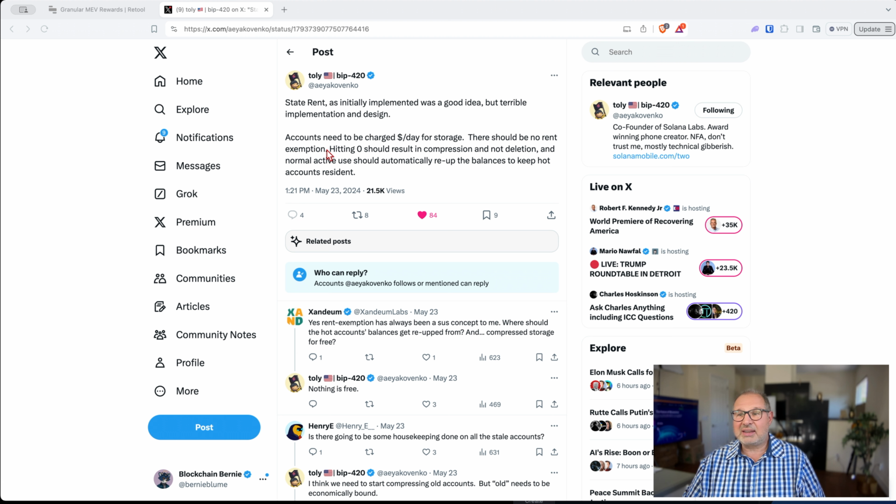There should be no rent exemption. So that was a thing. There was an optional rent exemption on the Solana chain early on. So if you deposited like 2 years of rent for your storage needs, then you were rent exempt, right? So at some point, they changed everything and said everyone has to be rent exempt. You will have to deposit 2 years of rent beforehand. Otherwise, you can't even create that Solana account.